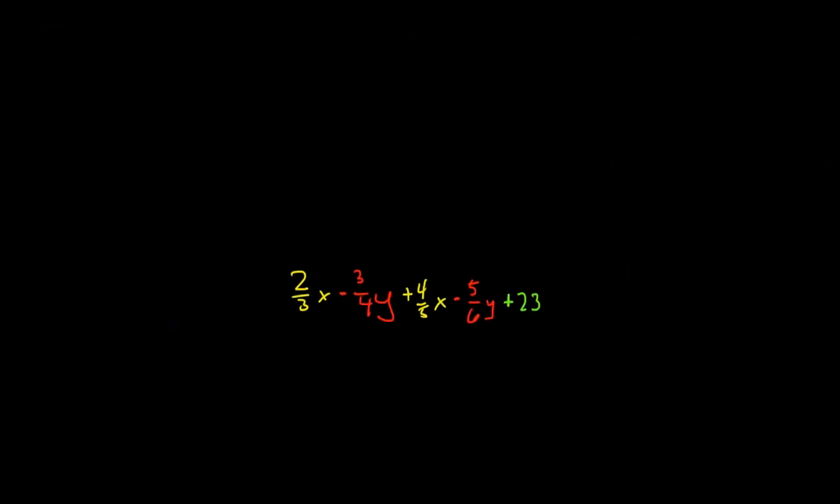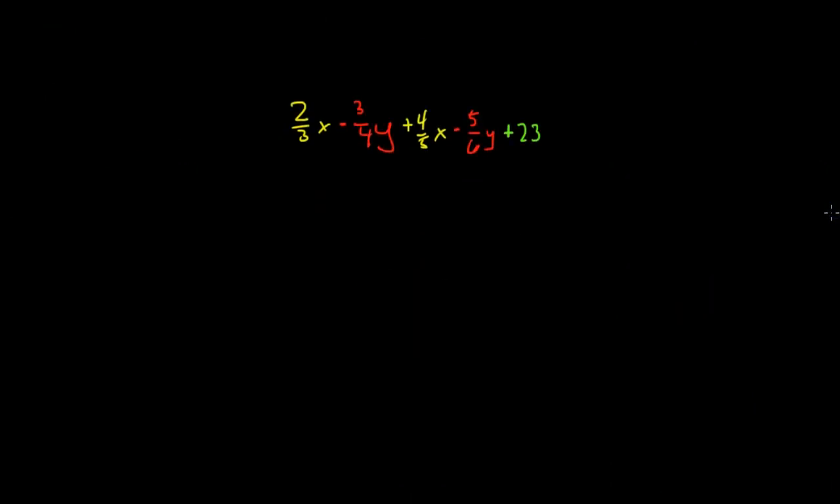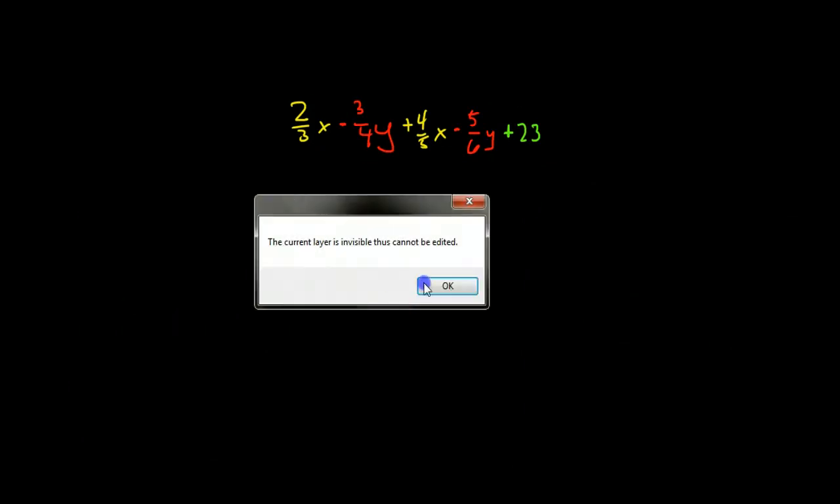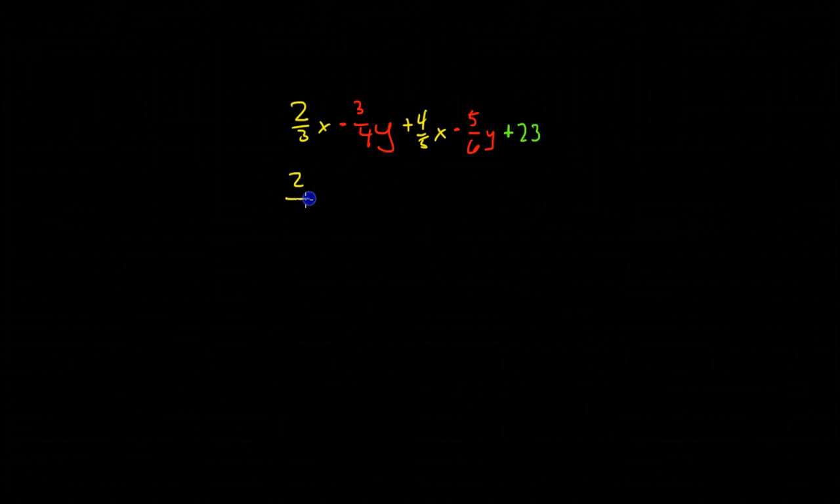What if we were to have an expression that said 2/3 of x minus 3/4 of y plus 4/5 of x minus 5/6 of y, and then add to that 23? Well, again, because we have like terms, we can look at those individually. So I have 2/3 of x, and then I have this other x term here, so I'm going to add to that 4/5 of x. And then my y terms are minus 3/4 of y, and then minus 5/6 of y. And then at the end of the whole thing, I will have plus 23.